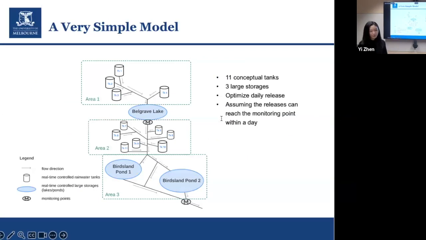This simple model has 11 conceptual tanks. We scale up the capacity of each tank so that they represent all the tanks in its subcatchments. We also include the 3 large storages, as mentioned before, the Belgrave Lake and Baseflow Ponds 1 and 2. In this model, we optimize the daily releases from the storages, assuming that the releases from the upstream storage can reach the downstream monitoring points within a day.